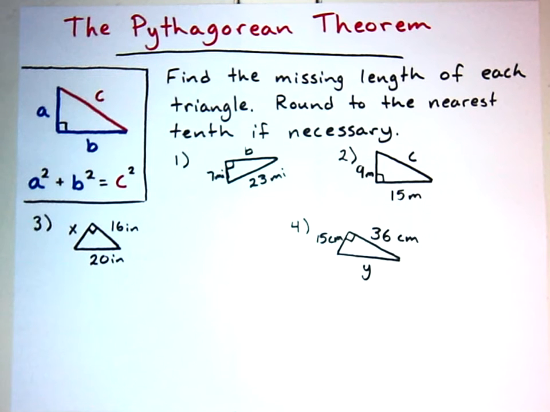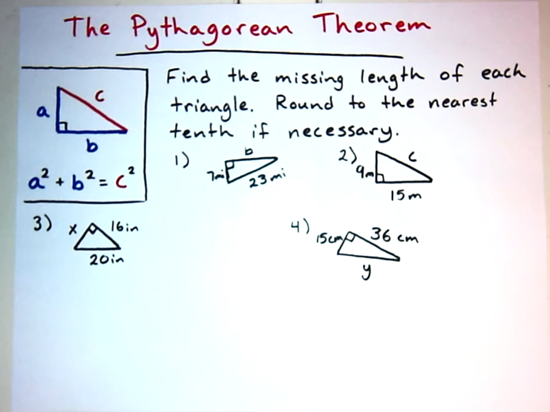So we have 4 examples here. Let's tackle number 1. We have a right triangle here, and it has one side length of 7 miles, it has one side length of 23 miles, and then a missing side length, it's labeled as B. Okay? So let's solve number 1.